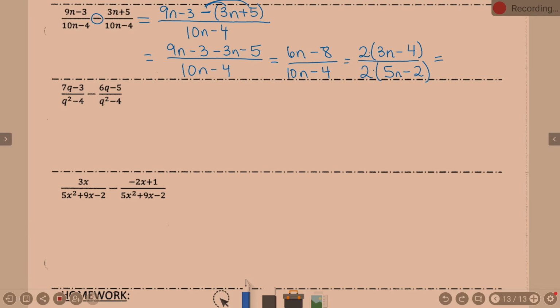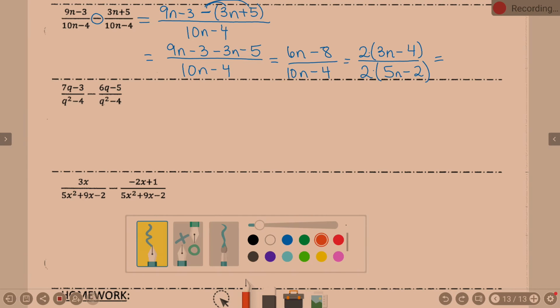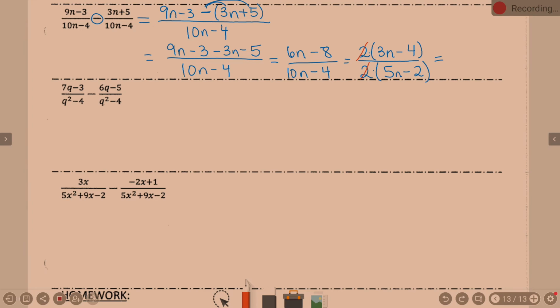What can simplify? The 2s. A factor of 2 on top can cancel with a factor of 2 on bottom, because it's 2 times the rest, we can do that. What you cannot do is cancel the -4 and the -2, because they're being added or subtracted. The -4 is married to the 3n, the -2 is married to the 5n.